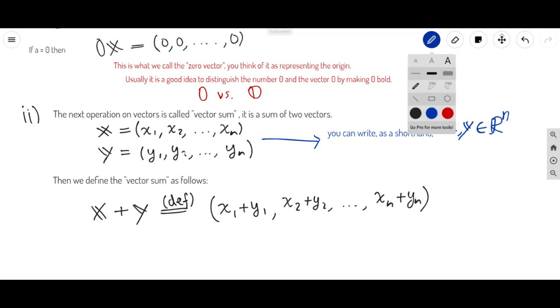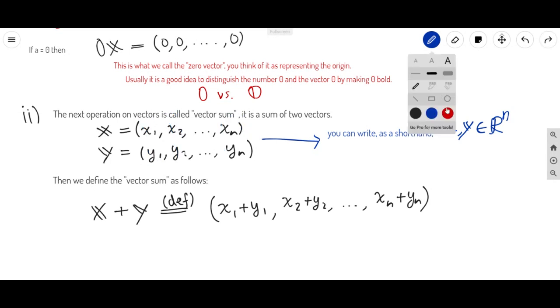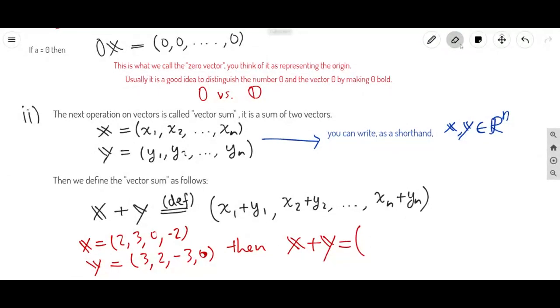So the picture here is quite simply, you're adding these together, you're adding these together, you're adding those together. So you're adding them separately from each other. And this is what you would get. So for instance, just to make it even simpler, if x is the vector 2, 3, 0, negative 2, and y is the vector, let's suppose, 3, 2, negative 3, 0, then if you were to add them together, you do it one component at a time. The first component is 2. This one is 3. You add them together, that's going to give you 5. Then you have 3 and 2. That's going to give you 5, and so on. So if you do this one step at a time, this would be equal to 5, 5, negative 3, negative 2. So that's what you have if you do the vector sum.